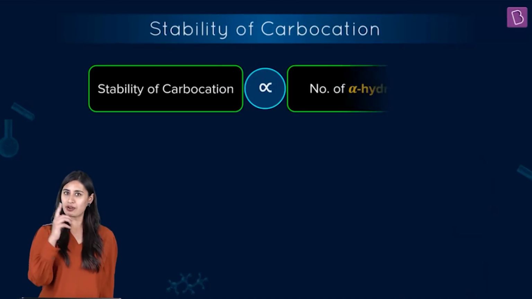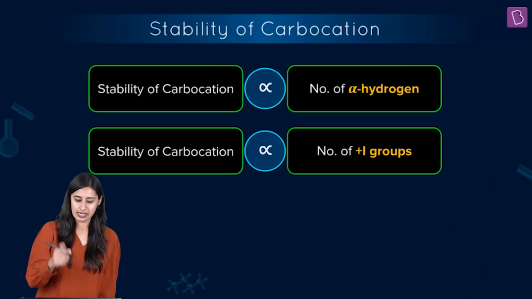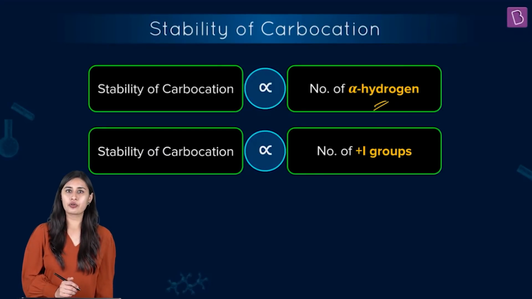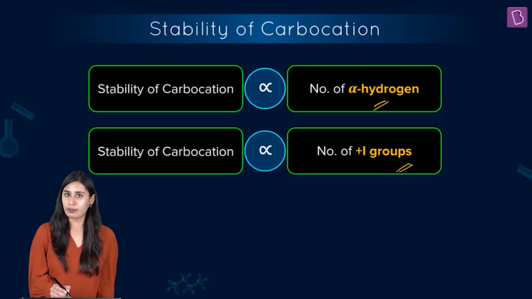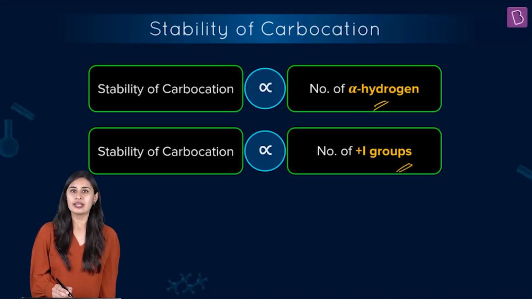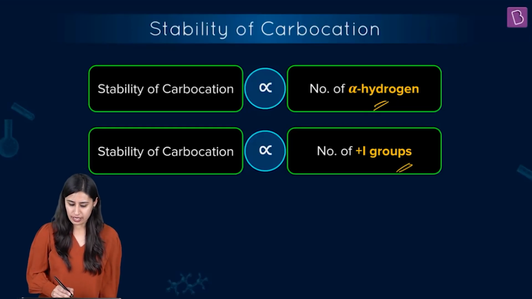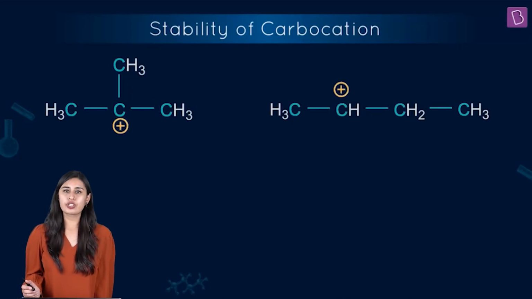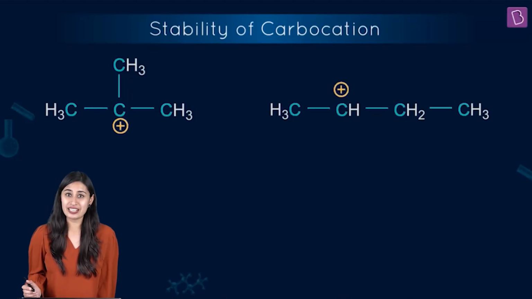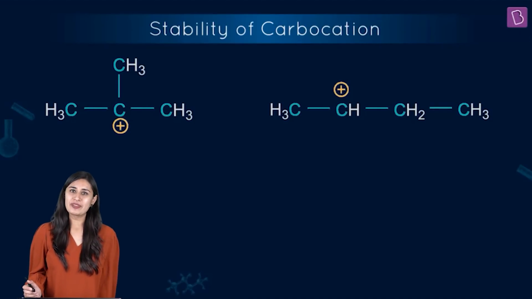So when I talk about carbocation stability, of course, number of alpha hydrogen will play a role, number of plus I groups will play a role. Stability of carbocation is directly proportional to the number of alpha hydrogen as well as number of plus I groups. And we know hyperconjugation is going to be more dominating than plus I effect. So let's take a look at the tertiary butyl carbocation and secondary butyl carbocation.